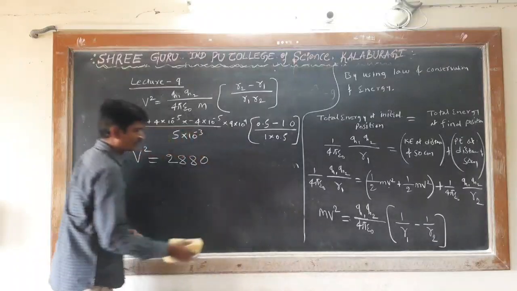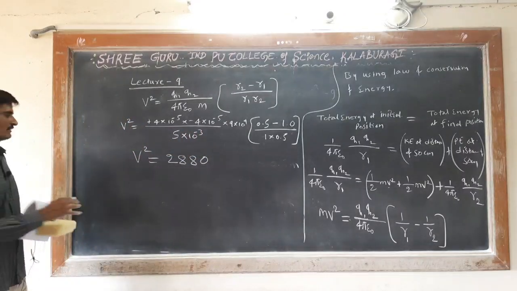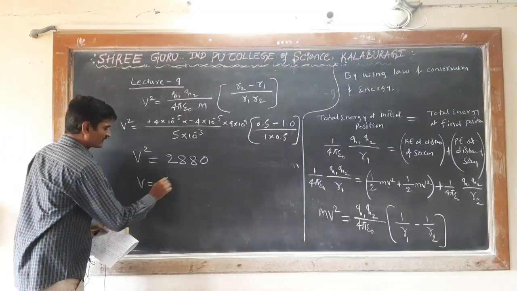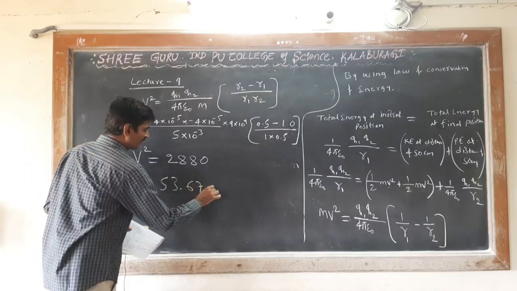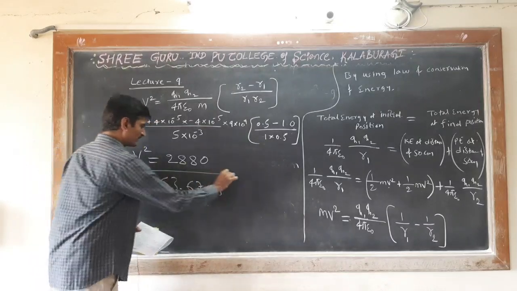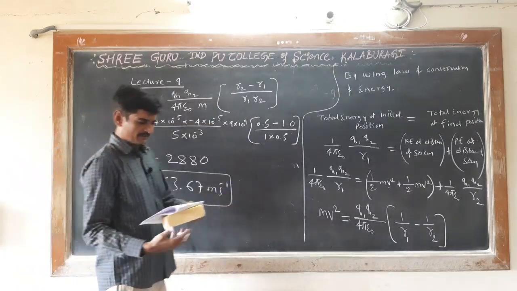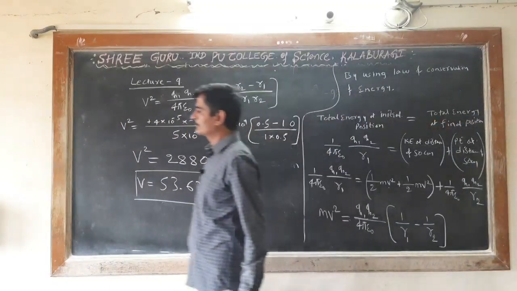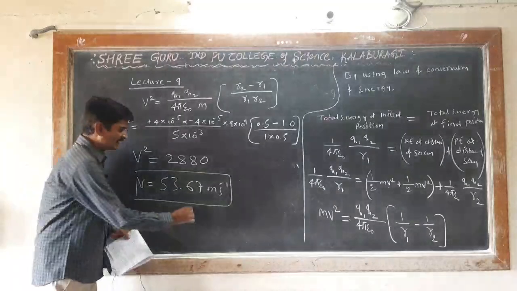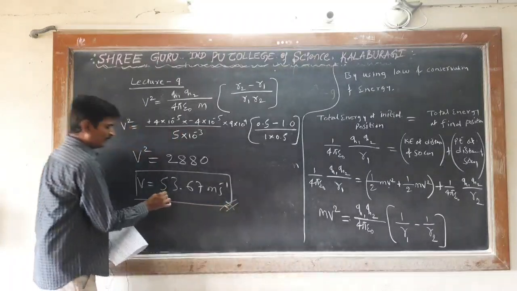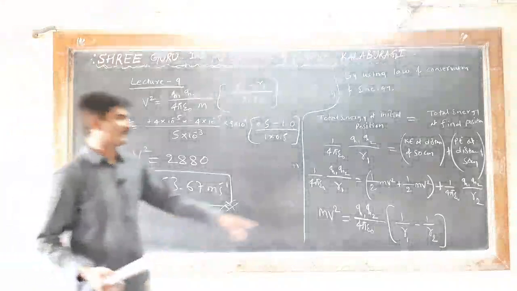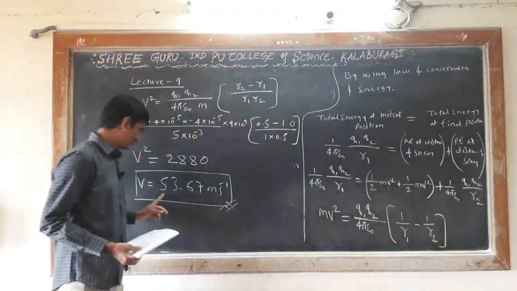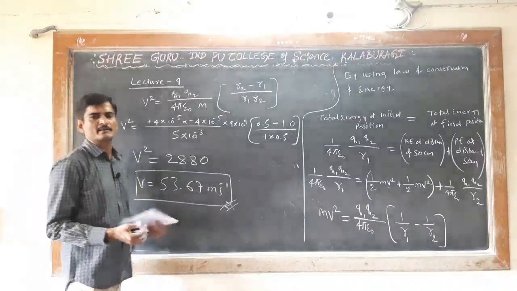And now we want velocity. So v is equal to, we will get 53.67 meter per second. So this is the velocity of each particle at the distance of 50 centimeter. At a distance of 50 centimeter, both the particles have the same velocity, 1 by 2 m v square. So v is equal to 53.67 meter per second.